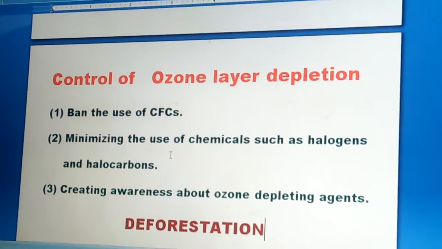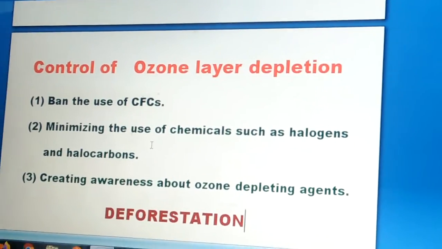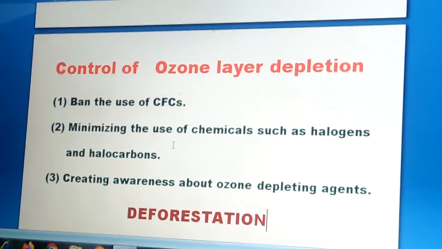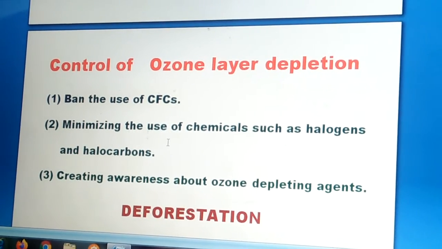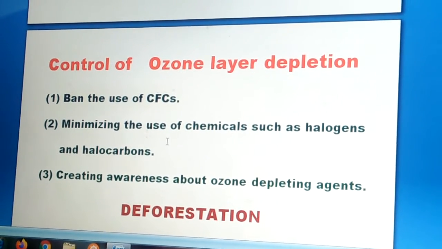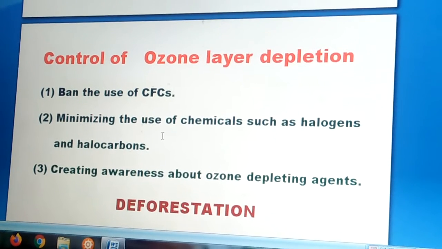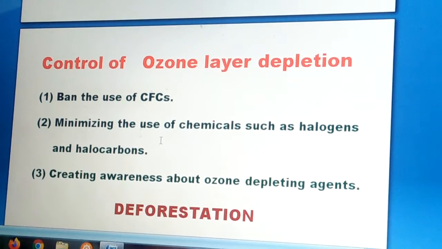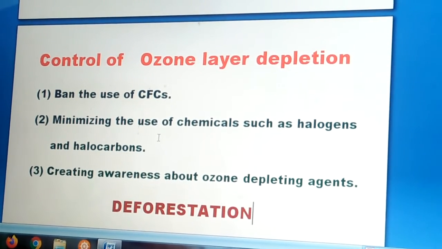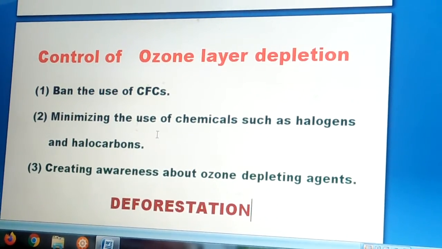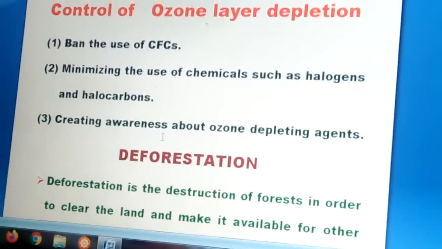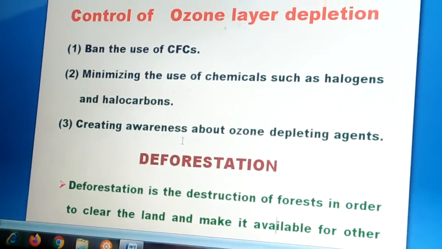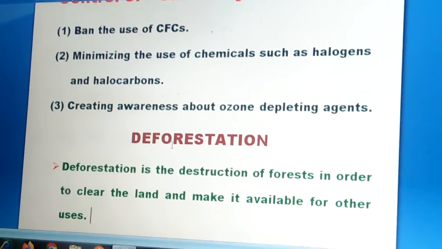One way of controlling ozone depletion is to ban the use of CFCs, chlorofluorocarbons, used in refrigerators, air conditioners and such things. The sources which generate CFCs can be banned. This is one way of controlling ozone depletion. Then minimize the use of chemicals such as halogens and halocarbons. Usage of halogens should be greatly avoided. Then we can create awareness programs about these ozone depleting agents through mass media and so on.